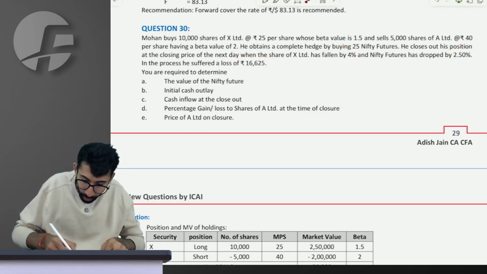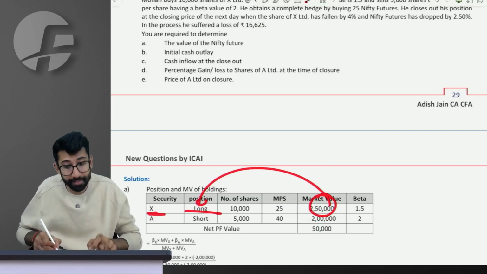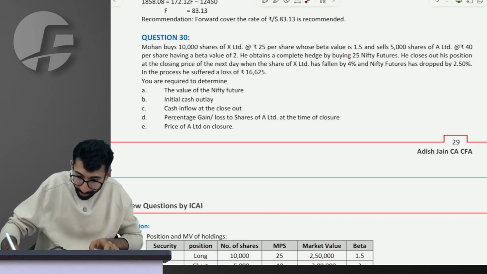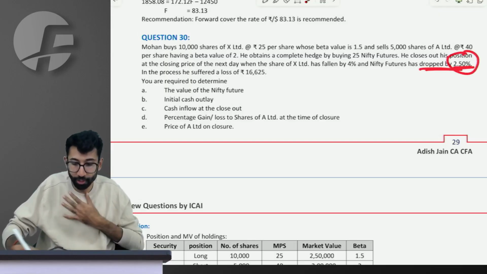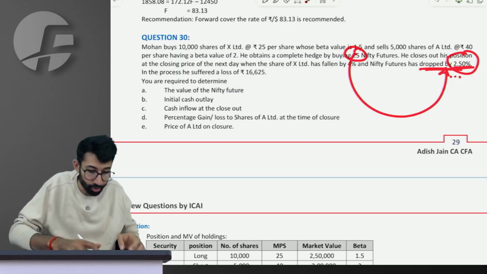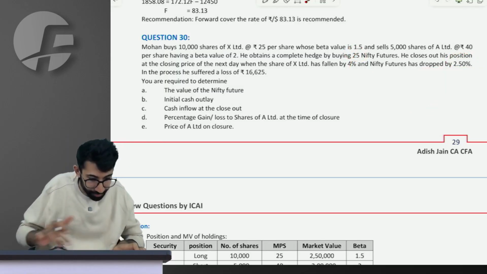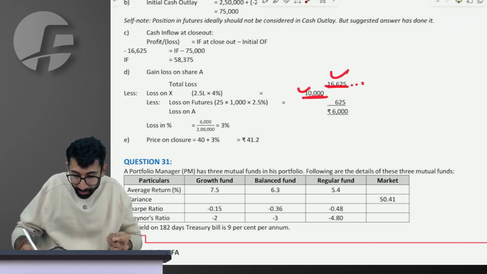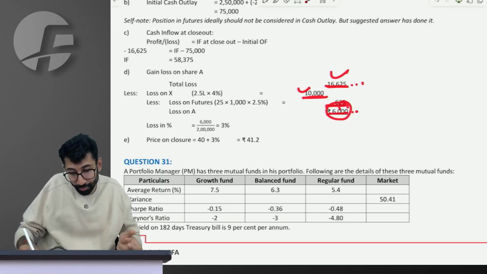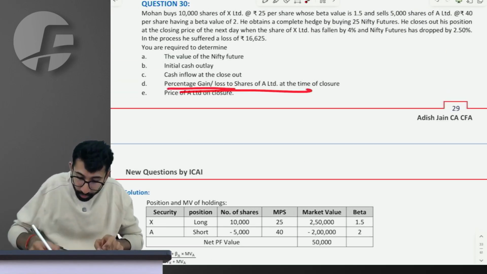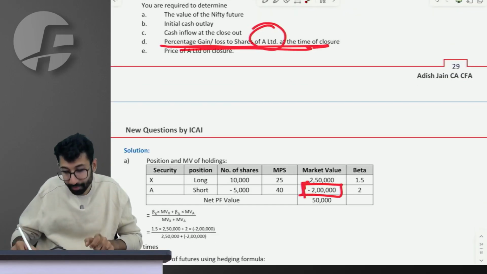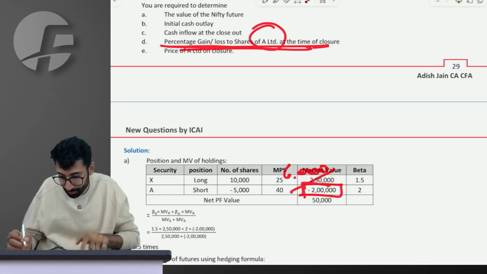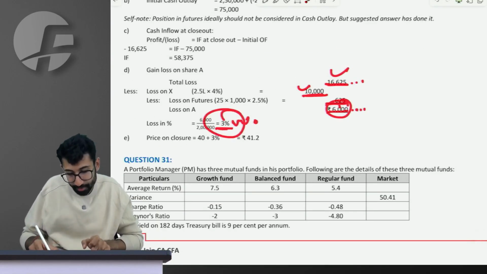Yes. For example, I took a 2,50,000 long position in X, which dropped by 4%. So a long position drop is a loss. 2,50,000 multiplied by 4% is 10,000. Fine. Nifty futures dropped 2.5%. When I have a long position in 25,000 of Nifty futures, 25,000 into 2.5% is 625 rupees loss. So out of the total loss of 16,625, 10,000 is loss on X, 625 is loss on futures. So net 6,000 would be the loss on A Limited shares. They asked me for the percentage gain or loss. My position is 2 lakh. On that amount, when you have 6,000 rupees of loss, 6,000 divided by 2 lakh is a 3% loss in percentage terms.